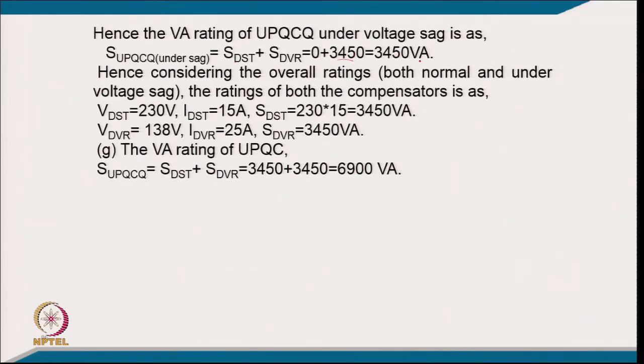Hence, considering the overall rating, both normal and sag conditions, the rating of the D STATCOM is typically 3450 under nominal condition with 15 ampere. So, this is the typical rating of D STATCOM, and the DVR rating is typically 3450. So, the total VA rating will be the sum of both, that comes to 6900 volt ampere.